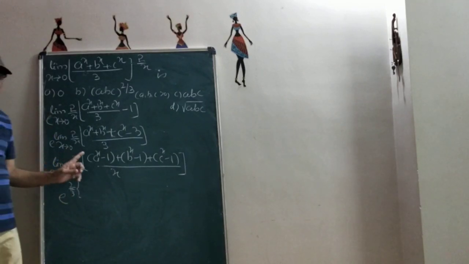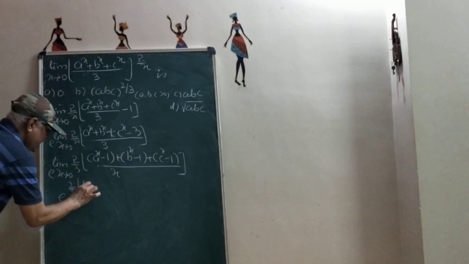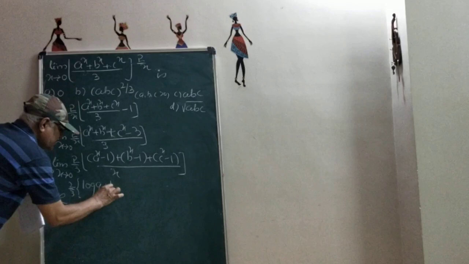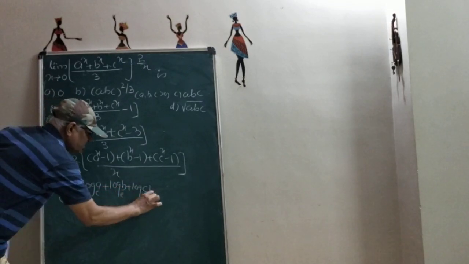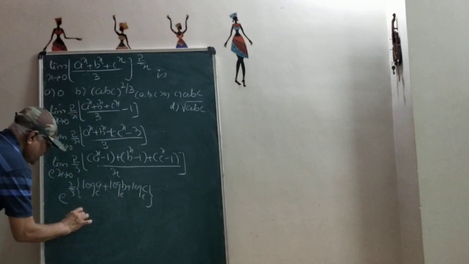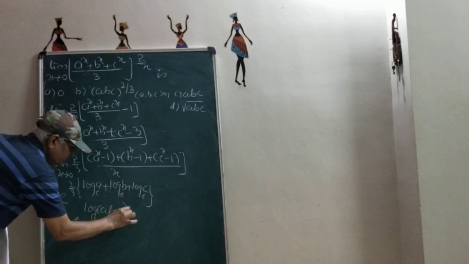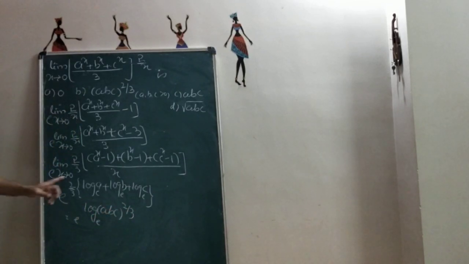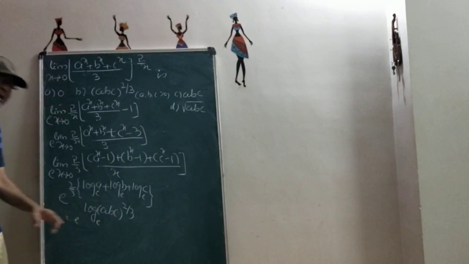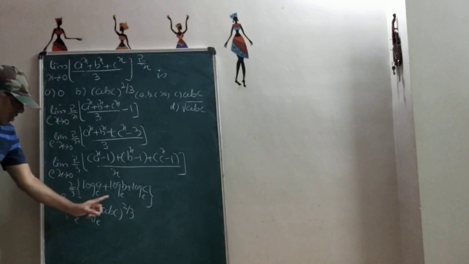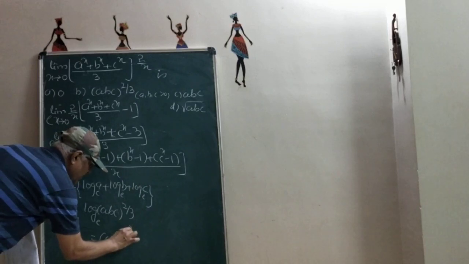Now what is a standard result? (a^x - 1)/x means log a to the base e. Plus log b to the base e plus log c to the base e. That's equal to e raised to log (abc)^(2/3) to the base e. Understood this? log m plus log n is log mn. Now what is e raised to log x to the base e? It is x itself. That means (abc)^(2/3).